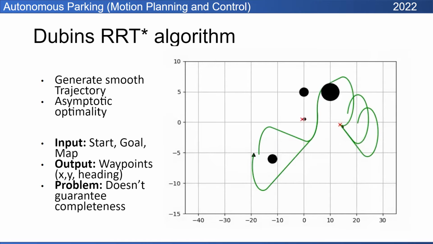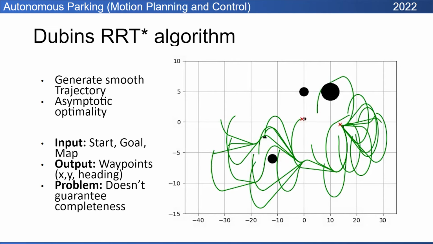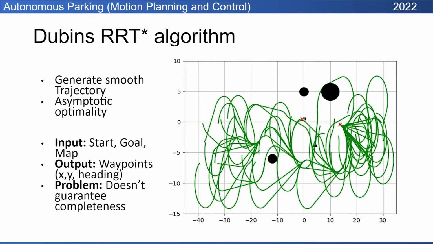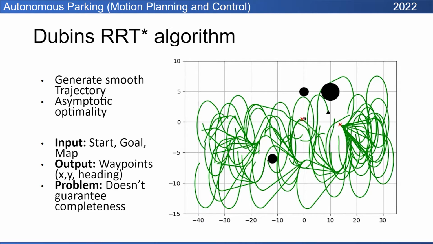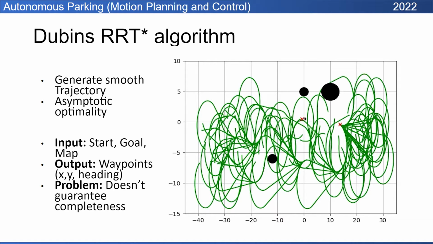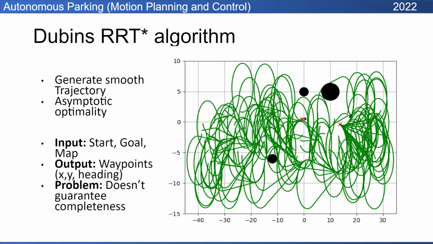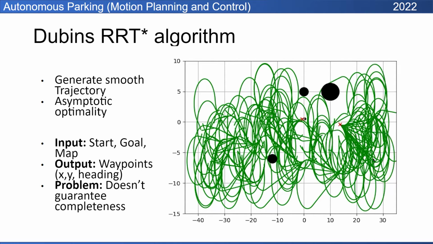Next, we implemented Dubins RRT-star to take care of the non-holonomic constraints of the vehicle. The inputs to the algorithm were the start point, the end point, and the map, and the outputs being x, y, and heading position, which the controller can directly take the values from. But the one problem with Dubins RRT-star is that it does not guarantee completeness. But similar to RRT-star, it guarantees asymptotic optimality, which we learned in class. And this is because of the rewiring step.